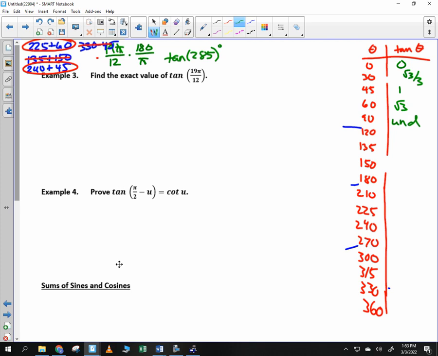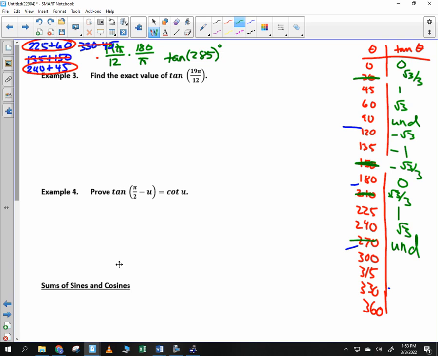And then if you carry it along, 120 is negative root of 3, 135 is negative 1, 150 is negative root of 3 over 3, and 180 is 0. So again, I don't like 30, and I don't like 150. 210 is positive root of 3 over 3. 225 is 1, and 240 is the root of 3, and 270 is undefined. So you can see I don't like working with 210.